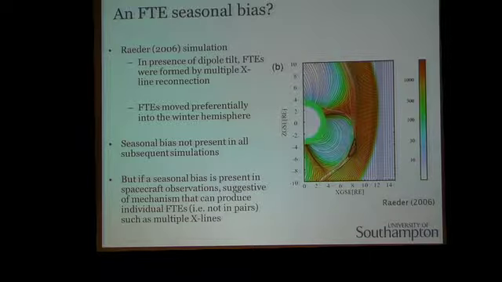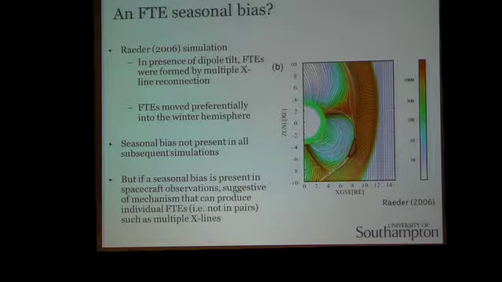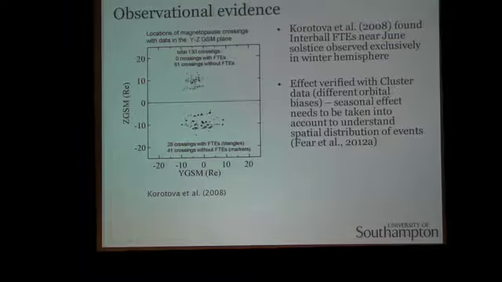Now this bias isn't present in all simulations, but if there is such a bias observed in spacecraft measurements, it's really indicative of a mechanism that's capable of producing these structures individually rather than in pairs. Because if you have a pair, it's harder to explain how you might see it in one hemisphere and not the other. And this has been found to be the case.